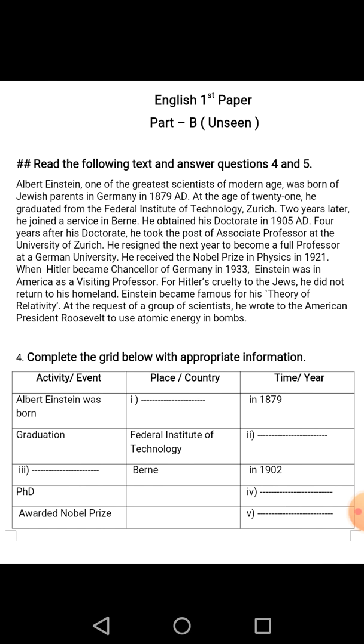4 years after his doctorate, he took the post of associate professor at the University of Zurich. He resigned the next year to become a full professor at a German university. He received the Nobel Prize in Physics in 1921. When Hitler became Chancellor of Germany in 1933, Einstein was in America as a visiting professor. For Hitler's cruelty to the Jews, he did not return to his homeland. Einstein became famous for his theory of relativity. At the request of a group of scientists, he wrote to the American President Roosevelt to use atomic energy in bombs.